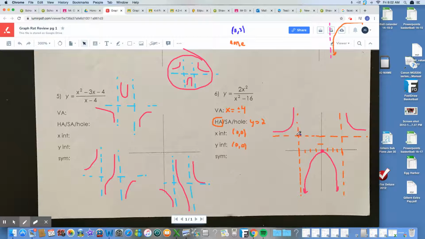Now, for this one, for symmetry, see how both asymptotes are on the same side here? If I flipped it over the y-axis, what would happen? I get the exact same picture. So when that happens, that is even. All right, and there's number 6.